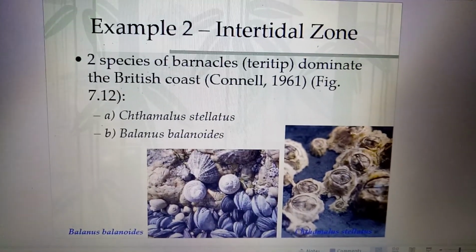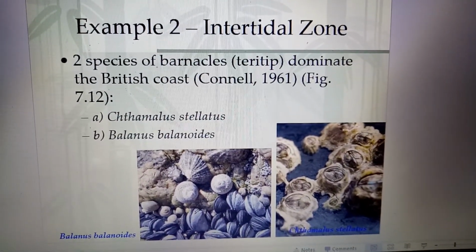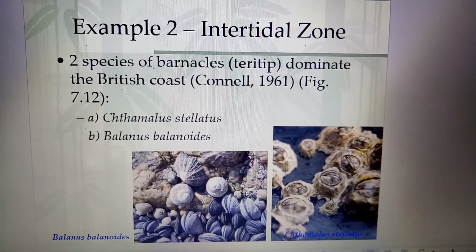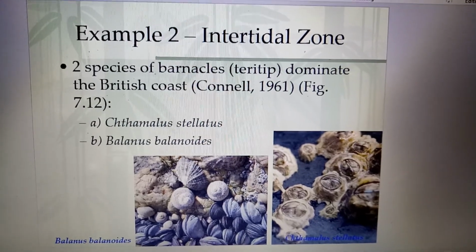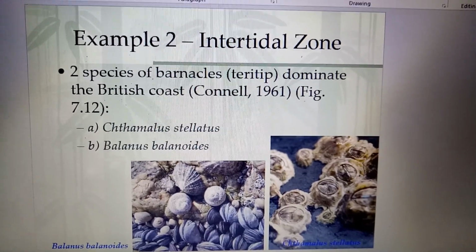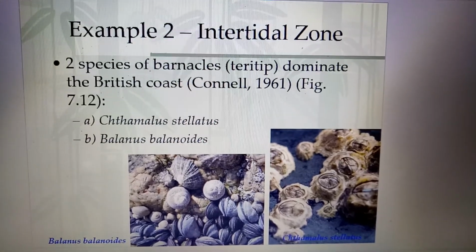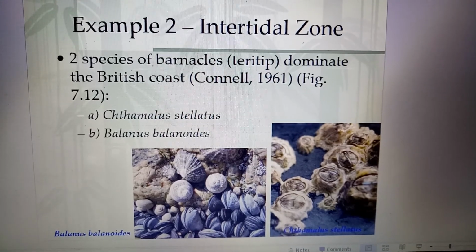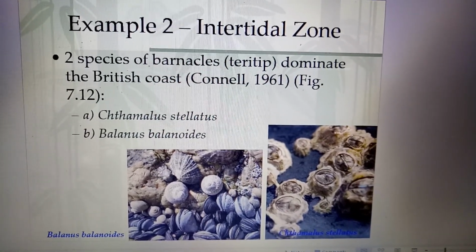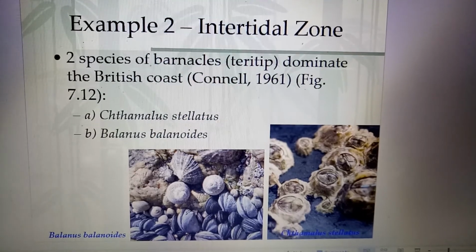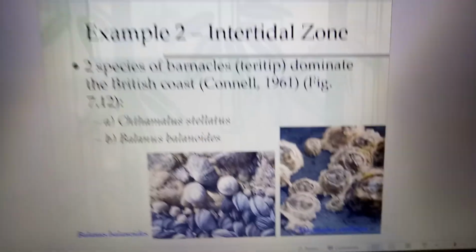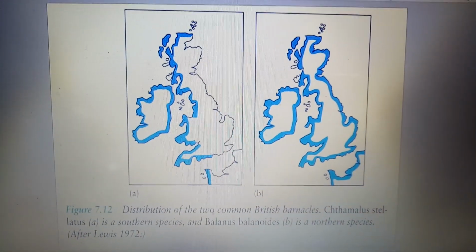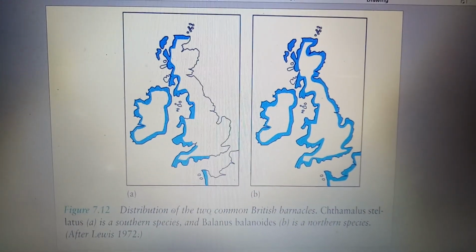Example number 2, intertidal zone. Two species of barnacle, or turtle tip, dominate the British coast. You can take a look at figure 7.12. There are two types of barnacle here, which are Chthamalus stellatus and Balanus balanoides. The blue color one on your left hand side is Chthamalus, and on your right hand side is Balanus balanoides. This is figure 7.12, distribution of two common British barnacles.